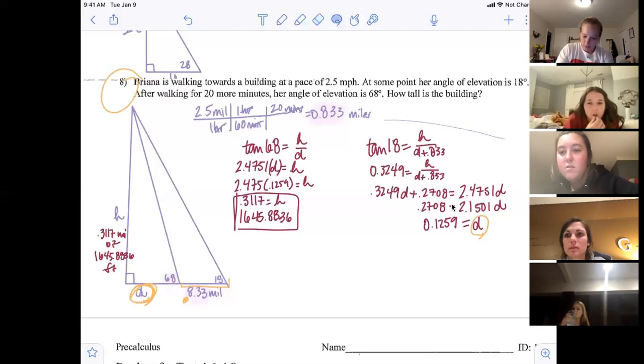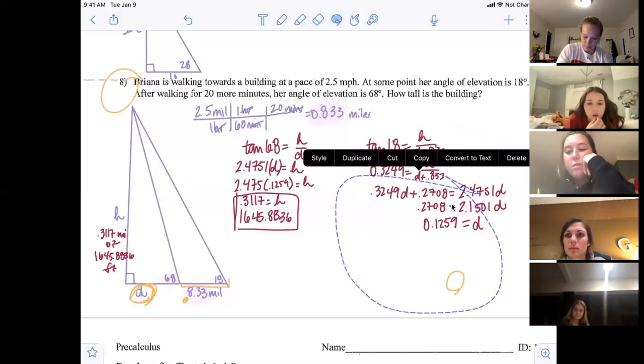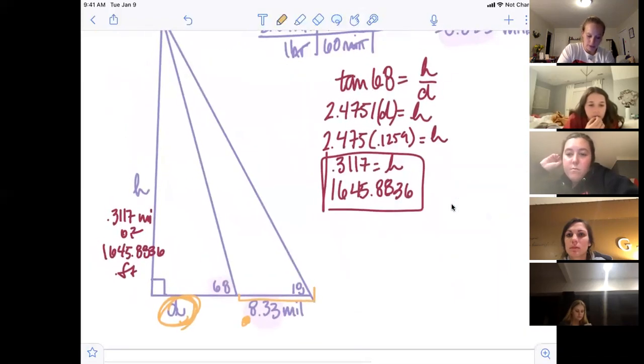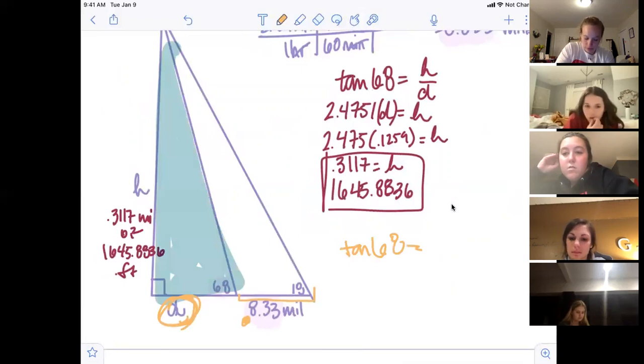I don't want to erase all of this. Oh, I can't erase it. Okay, that's fine. Okay, so you have to start by doing your small triangle. So I've got this guy right here. And so that means I've got tan of 68 equals H over D.